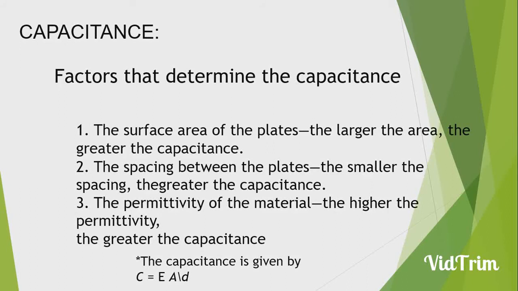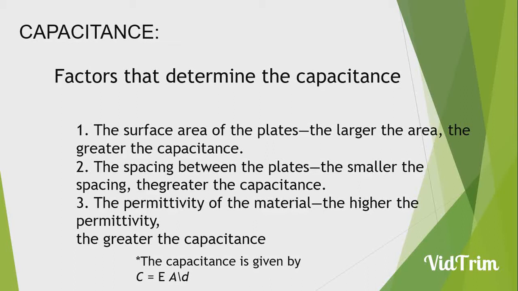Now what is capacitance, which is a very important thing in capacitor, and what are the factors that determine the capacitance? So the first point is surface area of the plates, which majorly takes part in capacitance. The larger the area, the greater the capacitance. And second point is the spacing between the plates. The smaller the spacing, the greater the capacitance. And the last one, permittivity of the material. The higher the permittivity, the greater the capacitance. These are the factors that determine the capacitance.